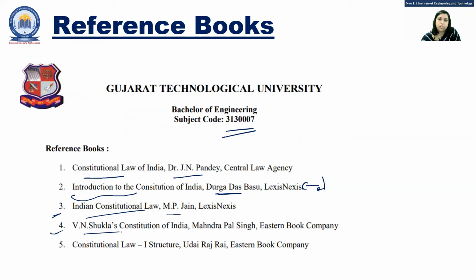Fourth is V.N. Shukla's Constitution of India by Mahendra Pal Singh, published by Eastern Book Company. Fifth is Constitutional Law 1: Structure by Uday Raj Rai, Eastern Book Company. Among these, you can go with any of them. The one by Durgadas Basu is quite lengthy and bulky, because it is even used for all the competitive examinations for the government. So you can go with any one of them, and they have in-depth knowledge of the Indian Constitution.